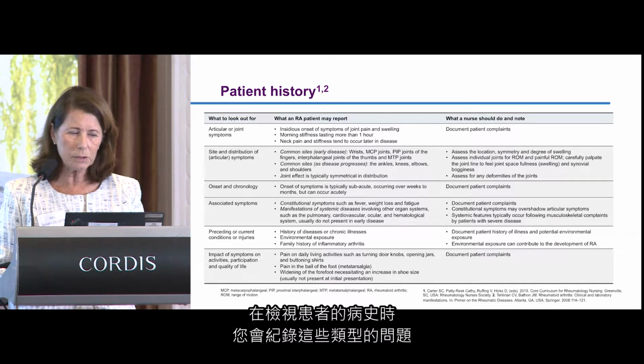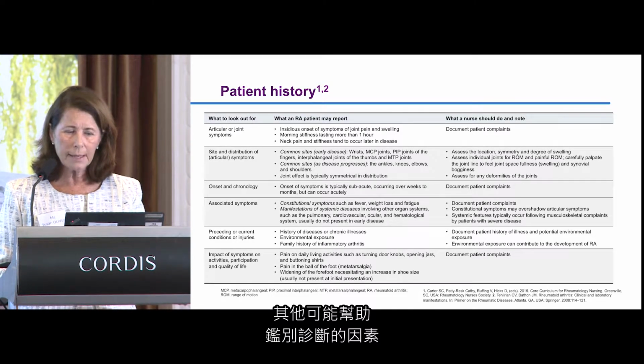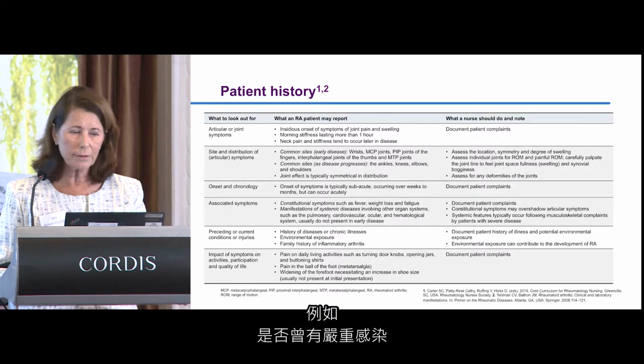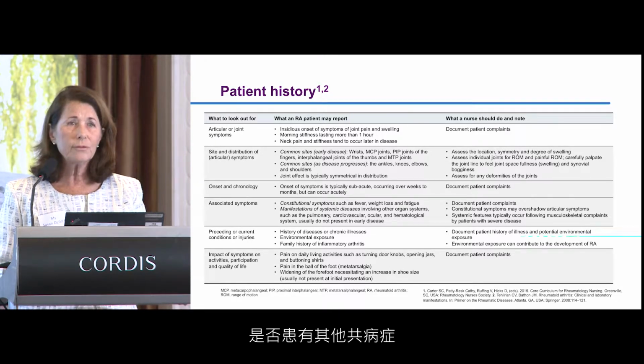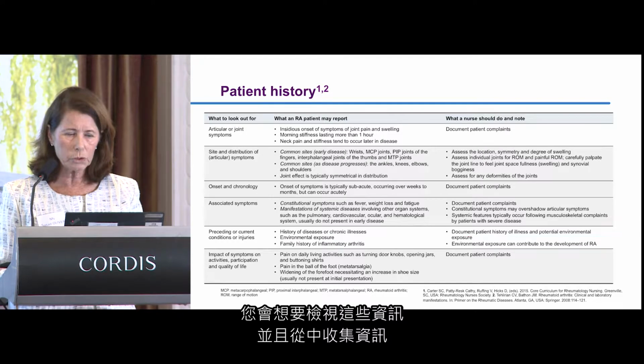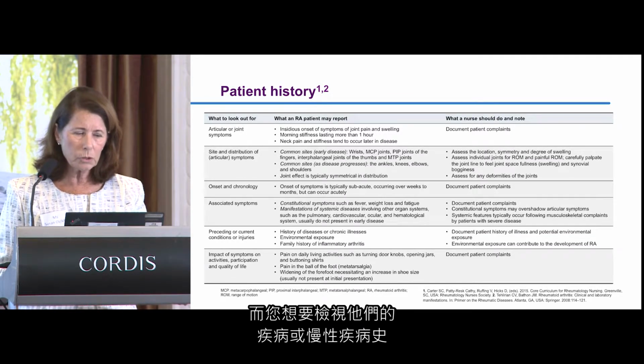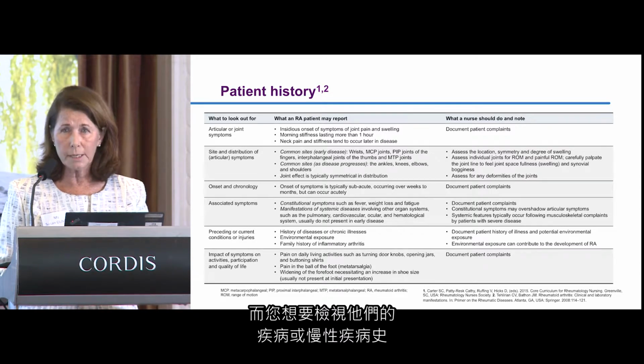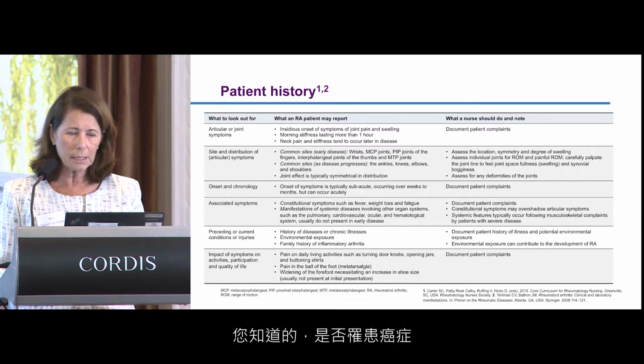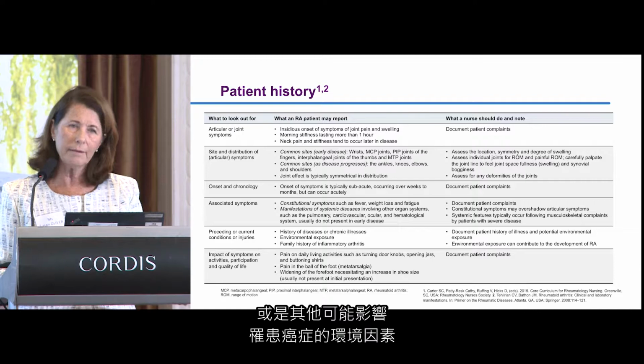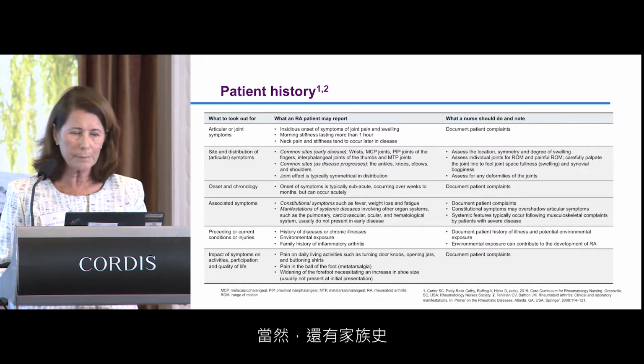And you'll document these sorts of issues in looking at the patient's history, and other factors that might help with a differential diagnosis. For instance, if they've had a serious infection, if they have other comorbidities, you want to look at those and collect the data on those. And you want to look at their history of diseases or chronic illnesses, you know, whether they've had cancer or other environmental factors that might impact on that, and of course family history.